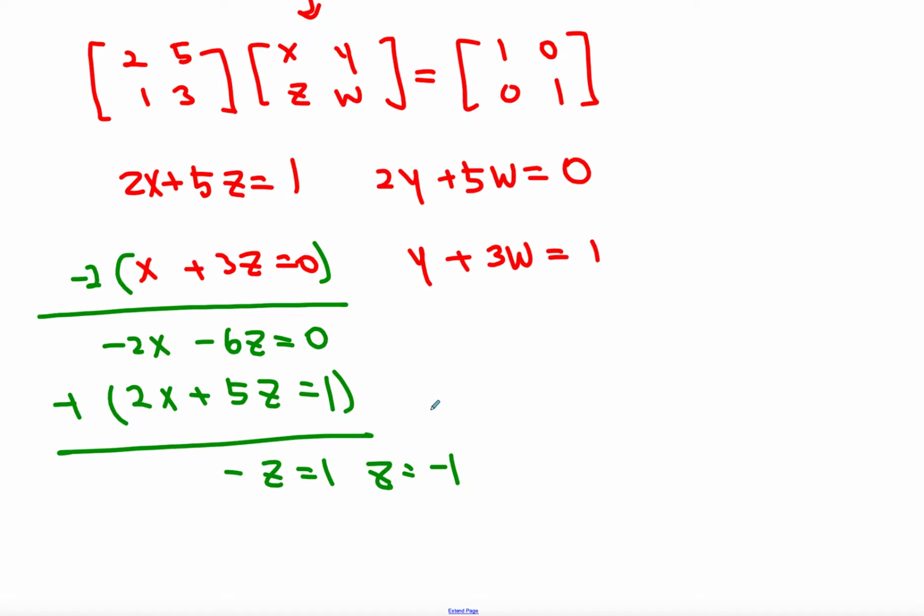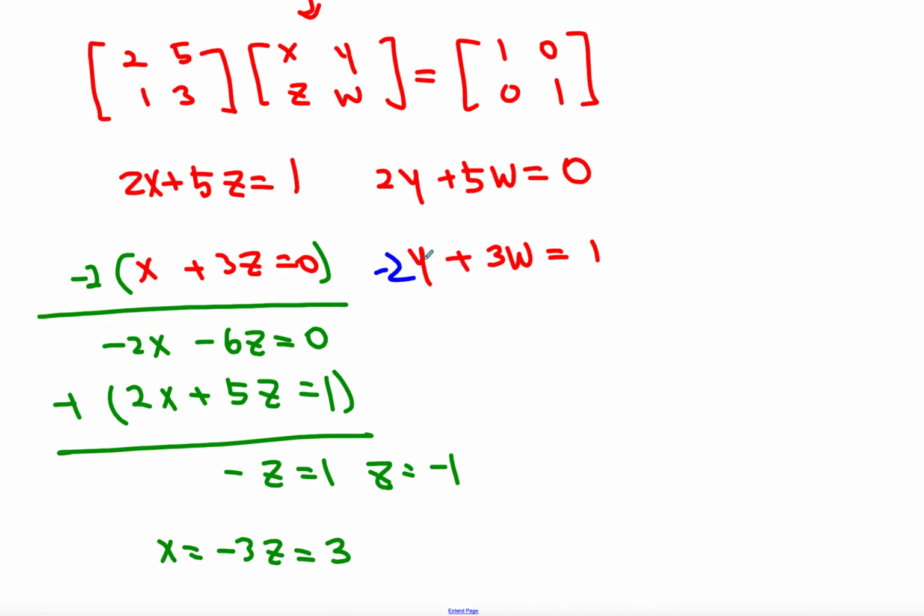If z is equal to -1, what do you realize about the x value? You can easily see that x is equal to -3z, so which becomes what? 3. So x must be equal to 3. So we found those two values. How about y and w?